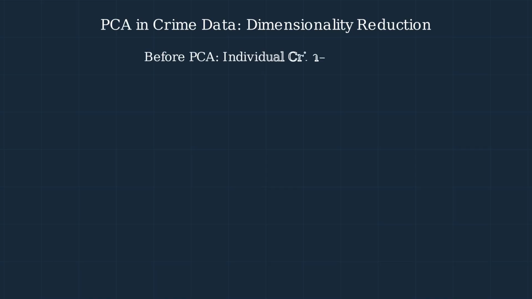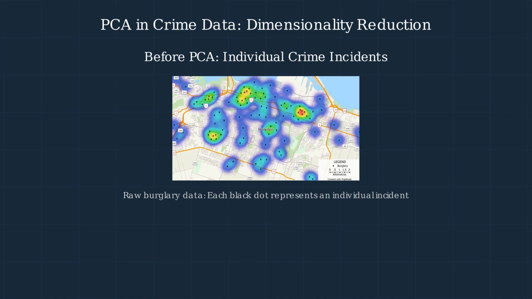Before applying PCA, crime analysts typically work with raw data showing individual incidents. Here's a heat map of burglaries, where each black dot represents a separate crime. While this visualization is useful, it can be challenging to identify broader patterns, especially when analyzing multiple crime types simultaneously.